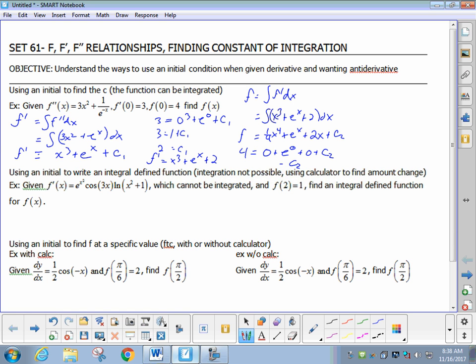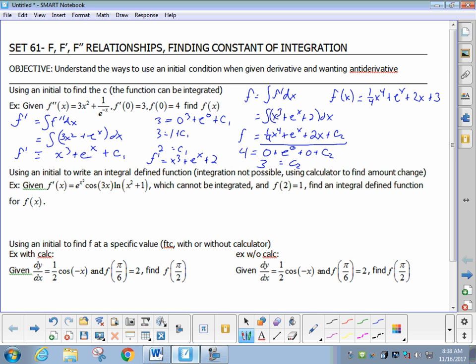What's C2, anybody? 3. We are there. We are done. Here's where my f was. I need to now just plug in my C. So f is 1/4 x to the 4th plus e to the x plus 2x plus 3. Get out your calculator. No, not yet. Never mind. Keep your calculator stashed. You don't need it yet.